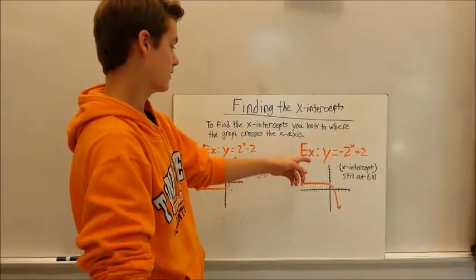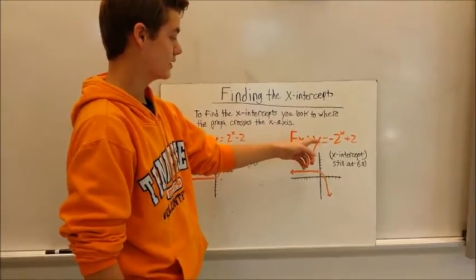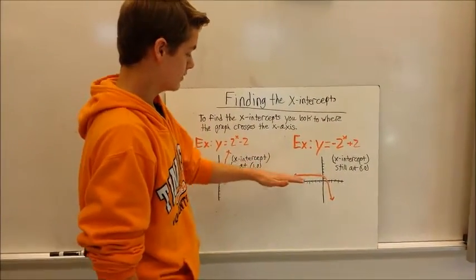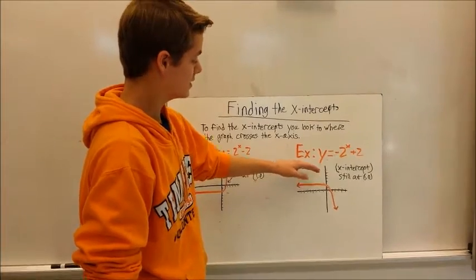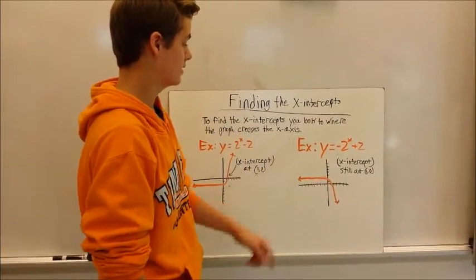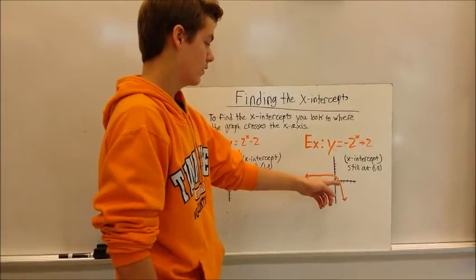And over here is another form. Example would be y equals negative 2 to the x plus 2. And that would be where the graph is above the x-axis, going downwards. So you can see it still crosses the x-axis. And that is also at 1, 0.